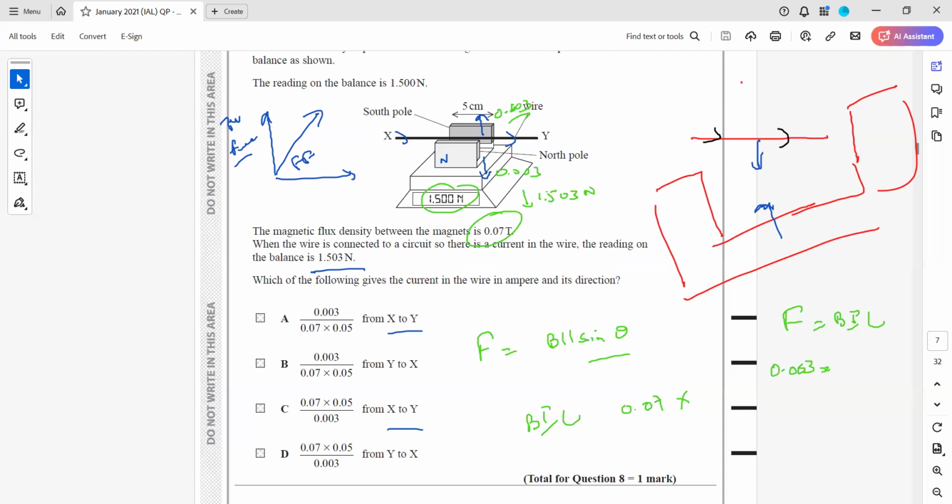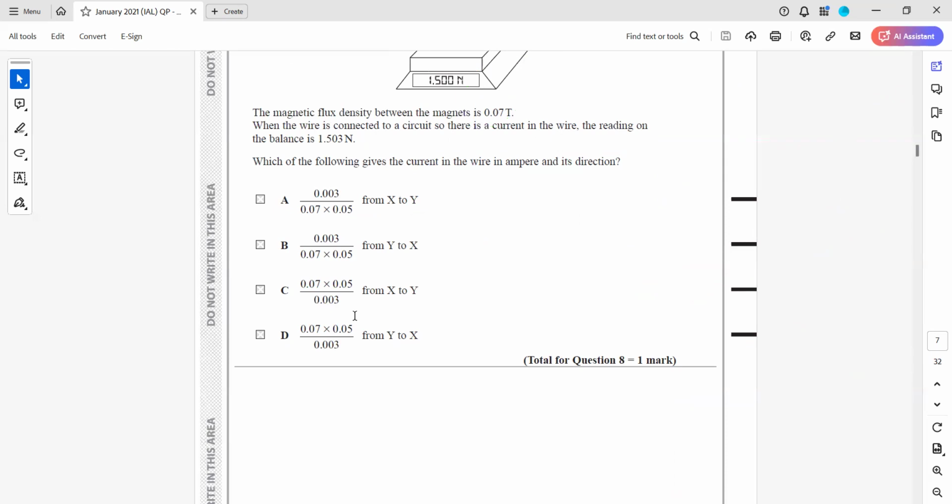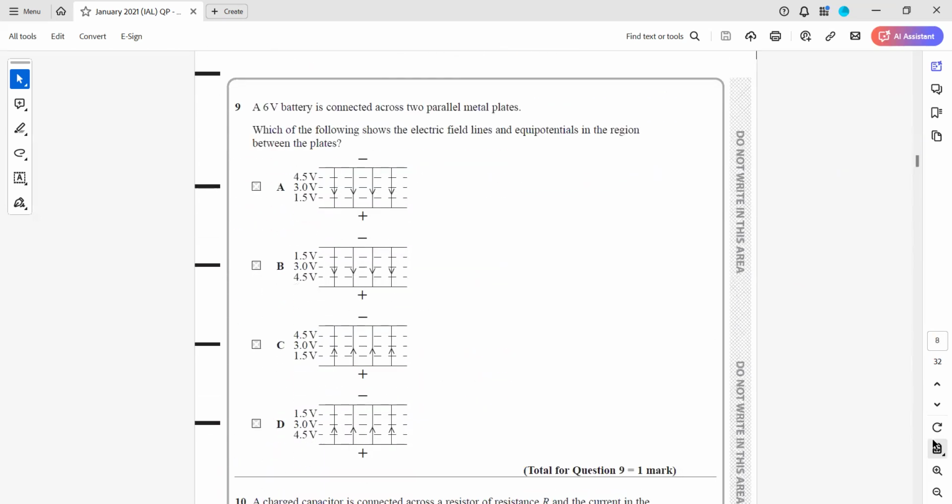Then B, the strength of the magnet, is 0.07. I is the current, which we don't know, and L is the length of the wire, 5 centimeters, 0.05. So 0.003 divided by 0.07 times 0.05 will give us the value for current. So it matches with option A. Is it clear? If the reading on the balance increases, it means the force on the wire is upward. If the reading of the balance decreases, the force on the wire will be downward.